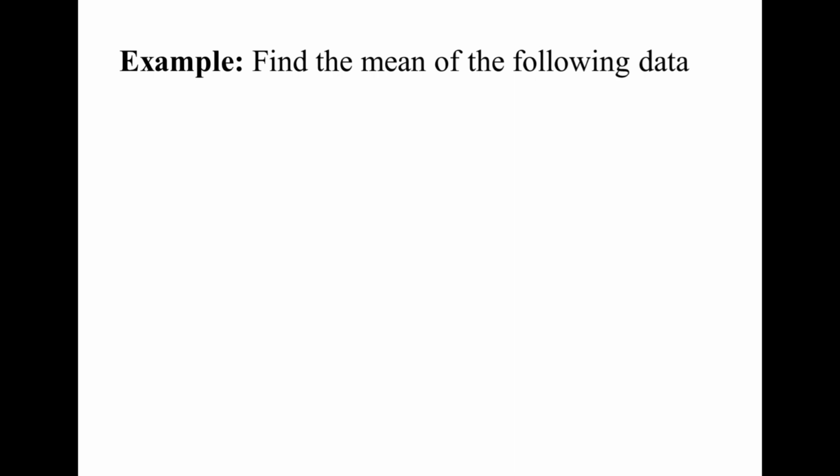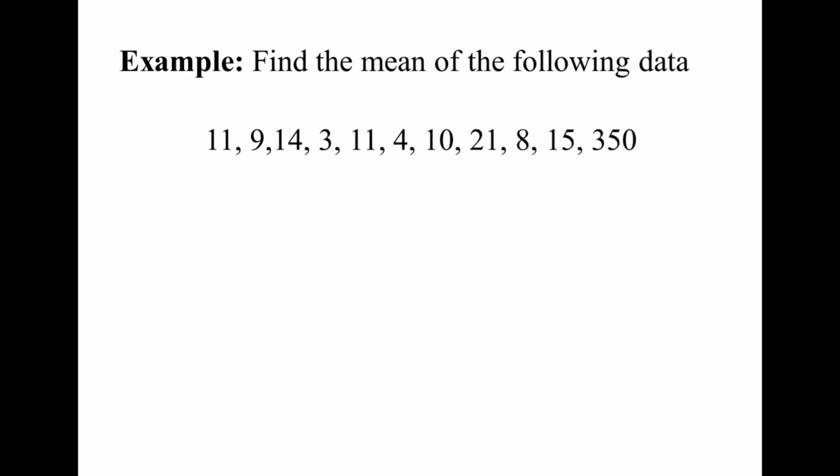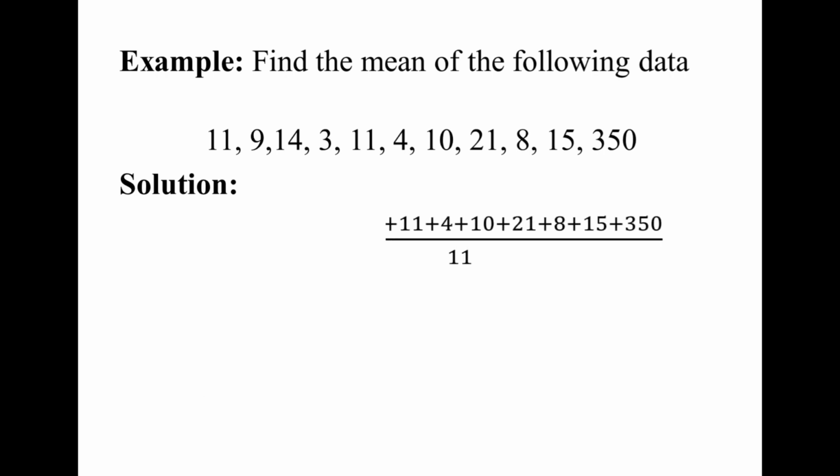Let us see an example. Find the mean of the following data. This is the given data. Then the solution is: mean equals the sum of all the data values divided by the number of observations. That means 11 plus 9 plus 14 plus 3 plus 11 plus 4 plus 10 plus 21 plus 8 plus 15 plus 350 all over 11, because there are 11 frequencies or 11 observations.